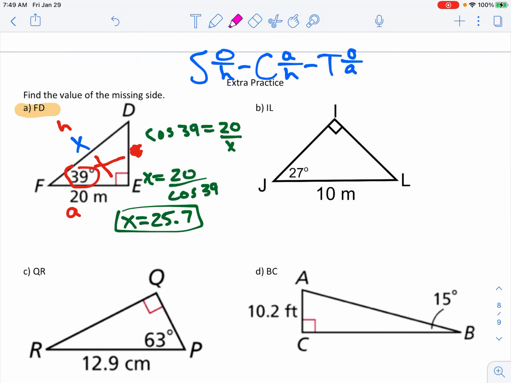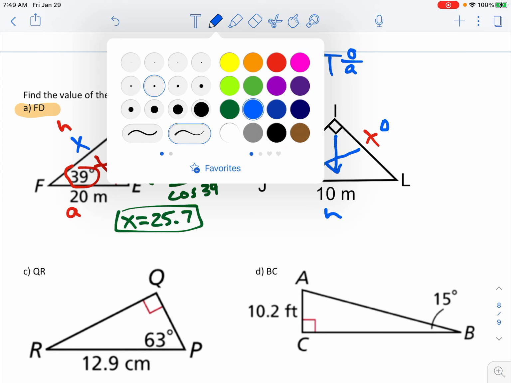All right, let's go to example B. It says find IL, so I'm going to go to IL and I'm going to put a letter on it. Let's put an X. All right, let's go ahead and start at the angle and let's label our sides. So I'm going to go across, that's O. I'm going to go across from 90, that's H, which means my last one is the adjacent. I'm going to cross out the letter that has nothing on the side, and I'm left with O and H.